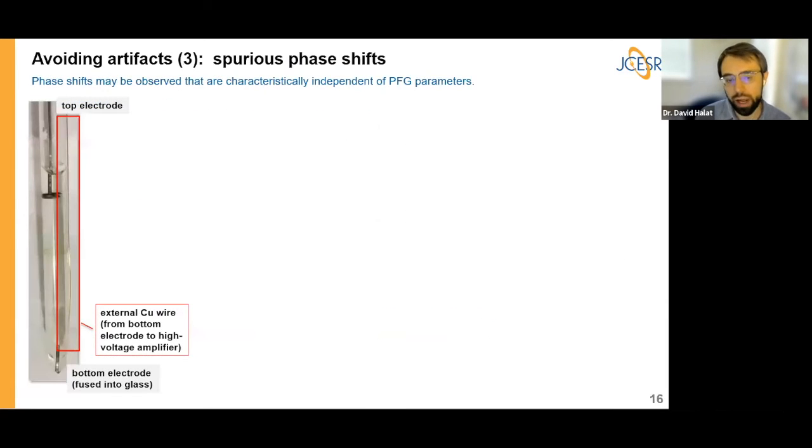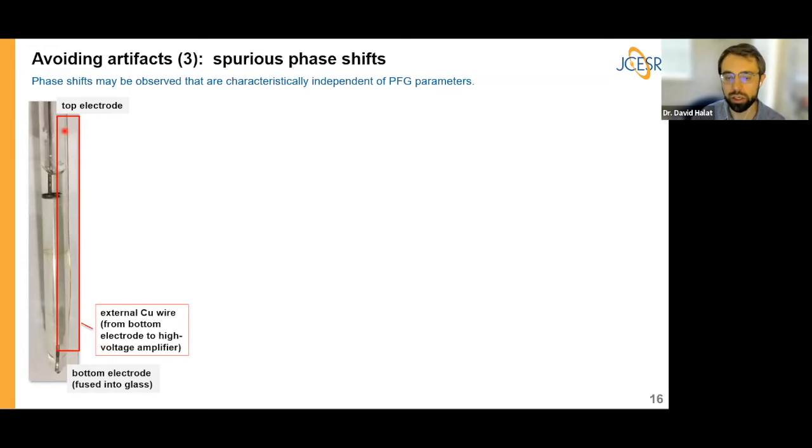Okay, so one last artifact I want to discuss before launching into the data analysis relates to spurious or fake phase shifts that may be observed in a way that characteristically does not depend on the PFG gradient parameters that are used. It's precisely because these phase shifts don't depend on the gradient parameters that they can be identified as spurious and accounted for. So I mentioned earlier that the cells that we use have some components that lie outside the cell, namely a copper wire that connects the bottom electrode to the high voltage adapter at the top.